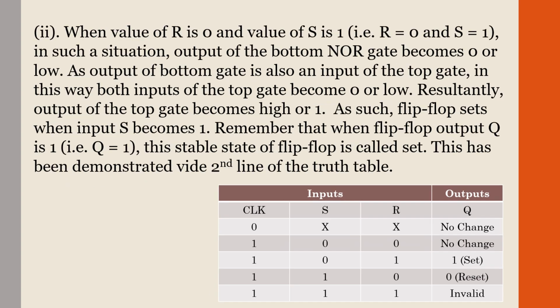When the value of R is 0 and the value of S is 1, the output of the bottom NOR gate becomes 0 or low. As the output of the bottom gate is also an input of the top gate, both inputs of the top gate become 0 or low. Resultantly, the output of the top gate becomes high or 1. As such, the flip-flop sets when input S becomes 1. Remember that when the flip-flop output Q is 1, this stable state of the flip-flop is called set. This has been demonstrated by the second line of the truth table.